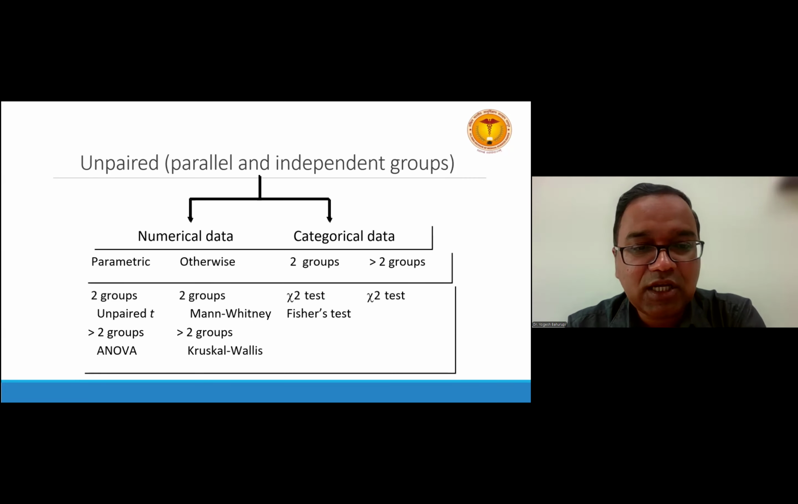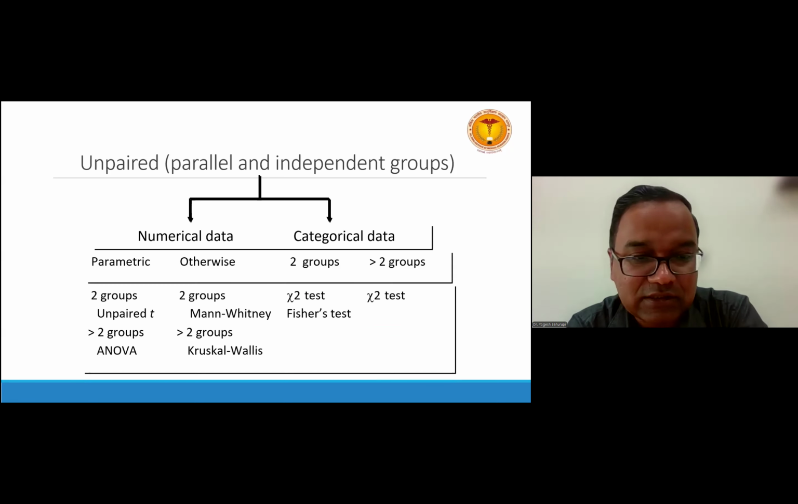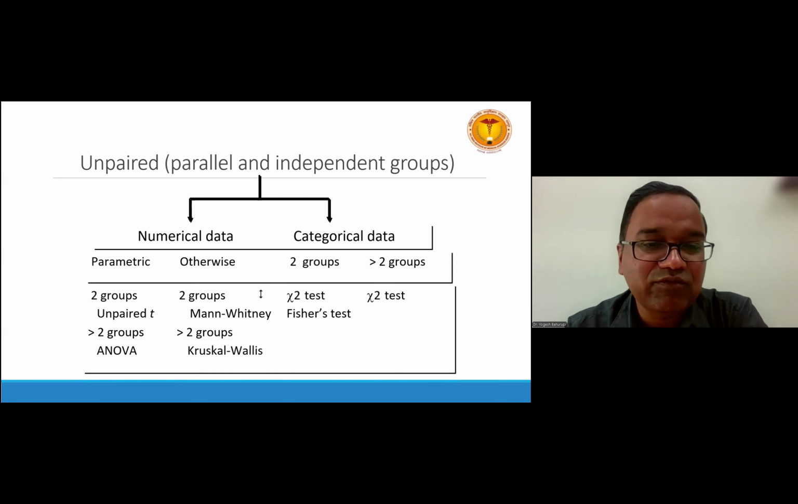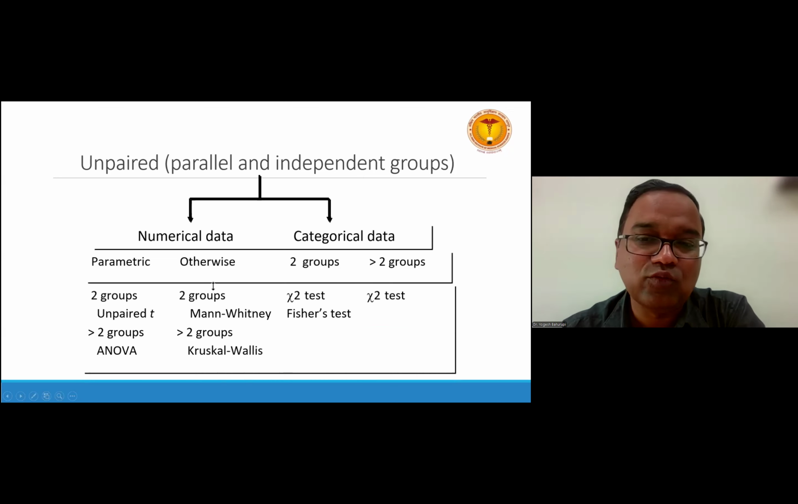Now in parametric, if we have 2 groups like case and control, we would be using the unpaired t-test or independent t-test. And if we have more than 2 groups, maybe case, control, and one more control, or maybe one more category of cases, so there are 3 groups now, in that case we would be going for ANOVA. Remember, ANOVA will always be followed by a post hoc test. Similarly, if our variable is non-parametric in nature, for 2 groups we would be using the Mann-Whitney test, and for more than 2 groups, we would be using the Kruskal-Wallis test. For categorical, it's very clear. So imagine case and control, the other variable is gender, which is again 2 groups.